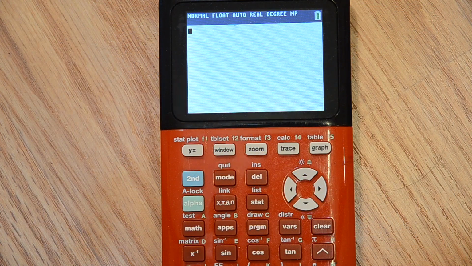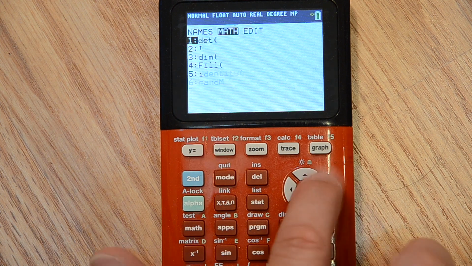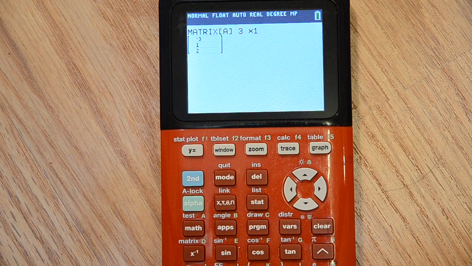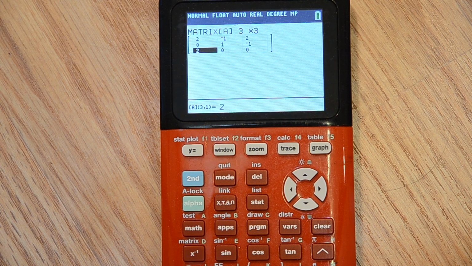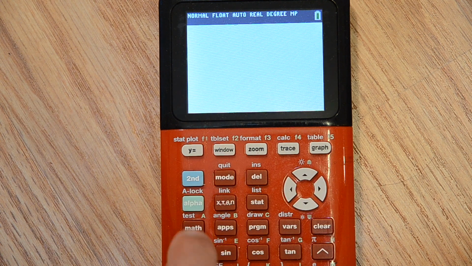I don't normally record like this, so I hope this comes out clear enough, but we're going to go to matrix A. We're going to edit it, and we're going to put in that 3 by 3 matrix, which was 2, negative 1, 2, 0, 1, negative 1. These are the coefficients that were on alpha, beta, and k. Last row, 1, 2, negative 1. I'm going to press second quit to get out of this.